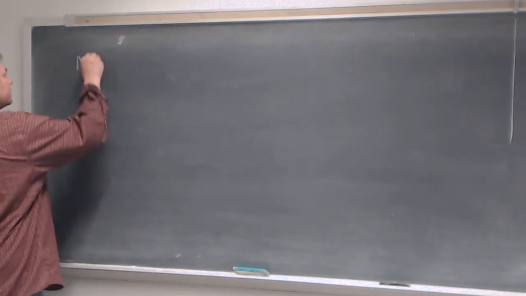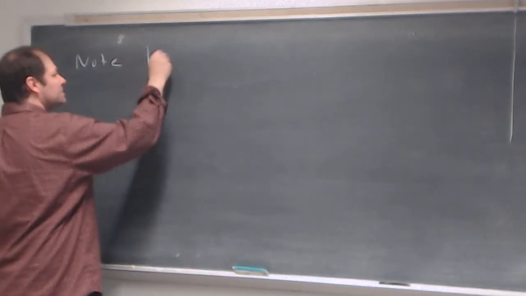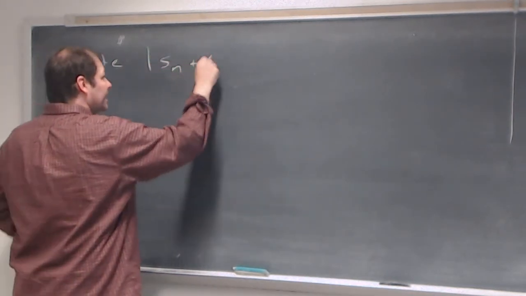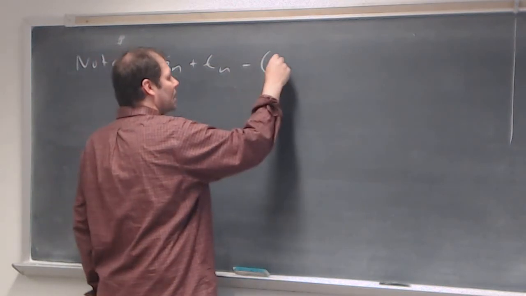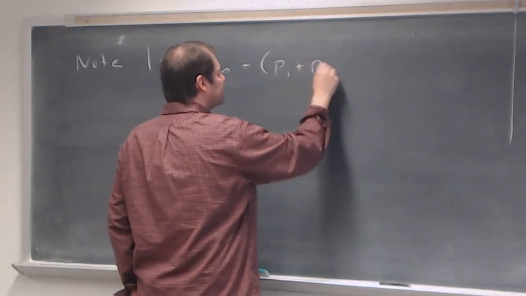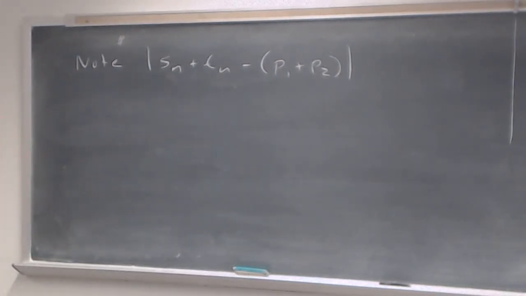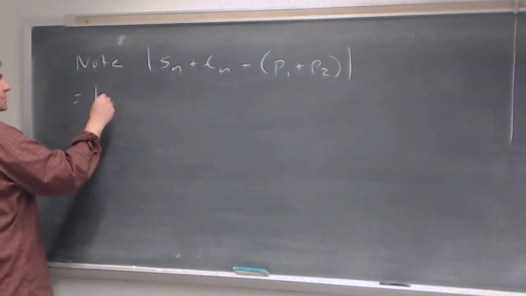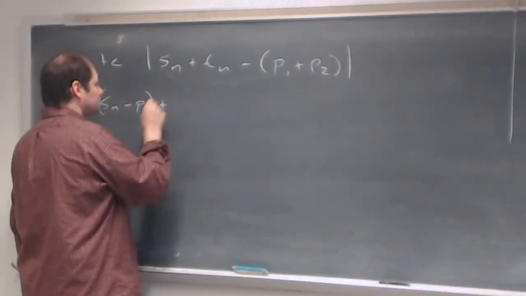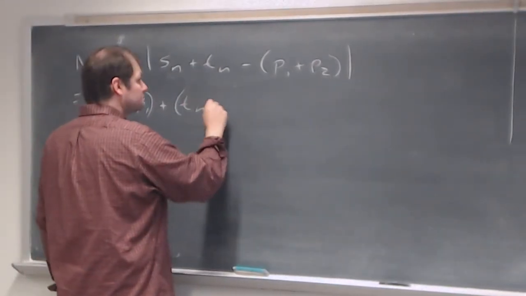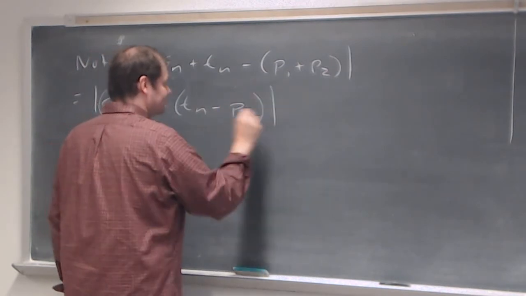So here, let's note that the distance, this is what we're trying to get, between S sub n plus T sub n and P sub 1 plus P sub 2. Let's look at that. Let's see if it's less than a number for all n elements of the natural numbers. Let's see if that's true. Well, this guy's going to be equal to S sub n minus P sub 1 plus T sub n minus P sub 2.